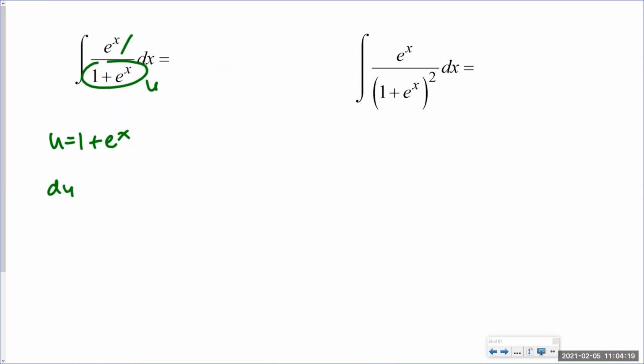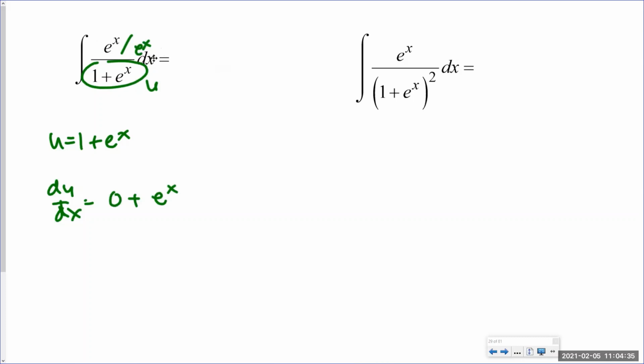The derivative, so you can write this. Even if you're not using u substitution, you can write this. The derivative of 1 is 0, right? What's the derivative of e to the x? e to the x times 1, right, which is just e to the x. So this is e to the x.